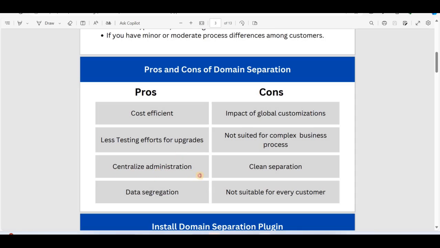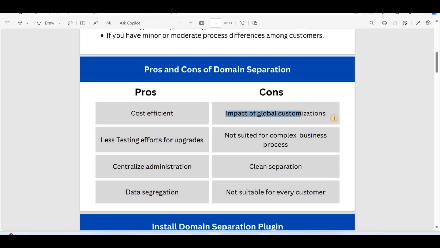Then we have the centralized administration. Obviously, the global domain is the centralized administration here. The system admin will have full control on the domain. Then we have the data segregation. This is the main goal of this domain separation. Next, we have the cons.